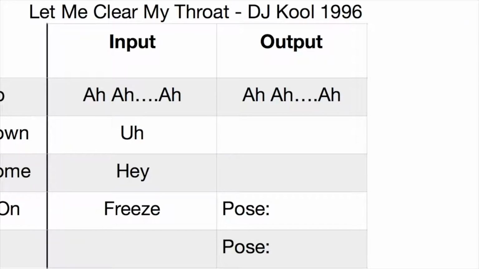Hey, everybody. So she's going to help me perform a song called Let Me Clear My Throat. It was put out there by DJ Kool in 1996. Back in the mid-90s or so, hip-hop DJs were actually live performers, and they would try and get the audience involved. So I'm going to be DJ Kool, and my wife is going to be the audience. And so it kind of models input-output. So it goes like this.